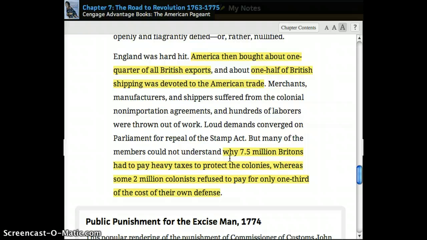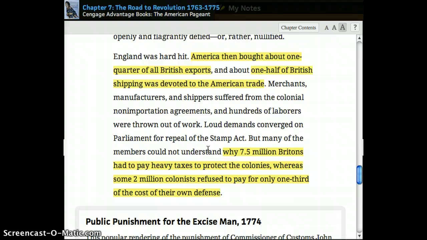The other thing I wanted to talk about here is the broader context of all of this. Your book goes into it too. Your book points out that America bought a quarter of all British exports. That's pretty significant. So if Americans, through non-importation, are not buying those exports, then you're seeing the British merchants getting hit pretty hard. Half of British shipping was devoted to American trade. That is enormous. There are 7.5 million Britons, and there are 2 million colonists.